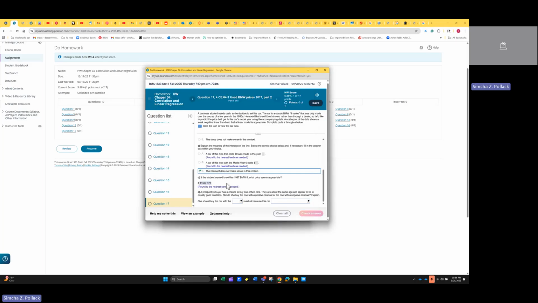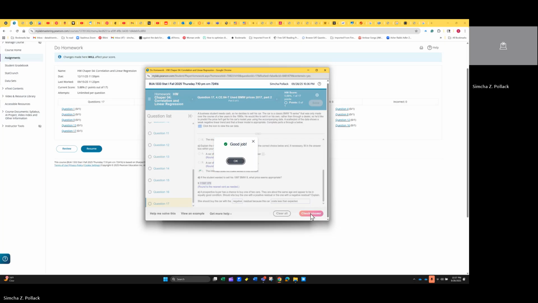So let's go back to the question with that insight. The car with the negative residual, of course, it's less than expected. Think about that. And that's done.